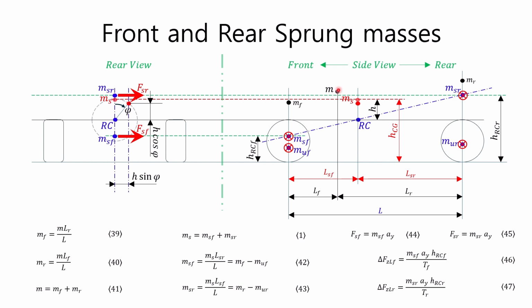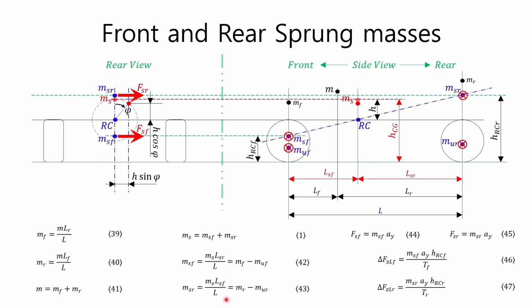Next, let's look at the relationship between the total vehicle load and the sprung load. The total sprung load can be expressed as the sum of the sprung load acting on the front wheels and the sprung load acting on the rear wheels, as shown in equation 1. If the longitudinal distance from the center of gravity of the sprung mass to the front axle is LSF, and the longitudinal distance to the rear axle is LSR, the masses MSF and MSR that the front and rear wheels must support can be expressed as the second equations of equations 42 and 43.